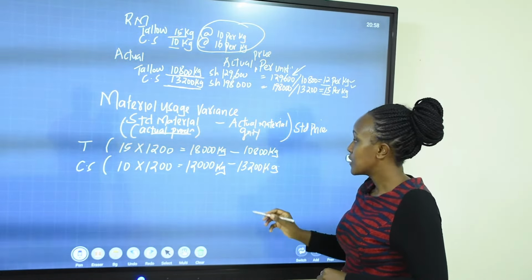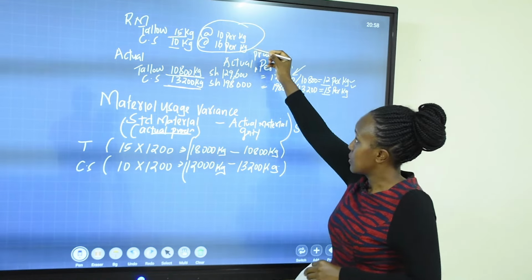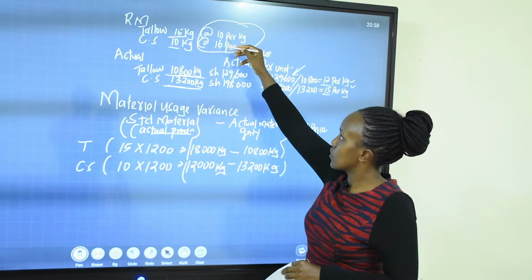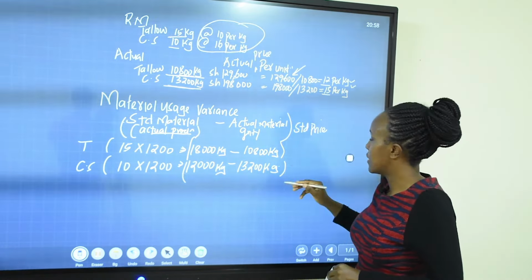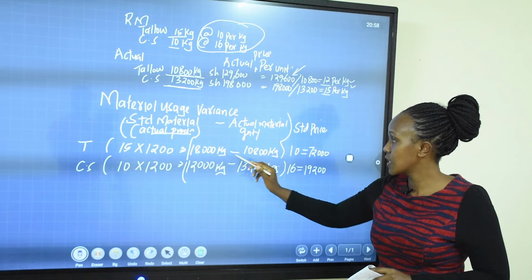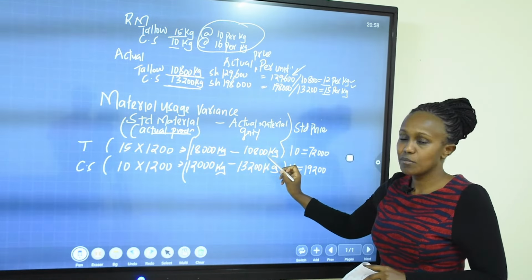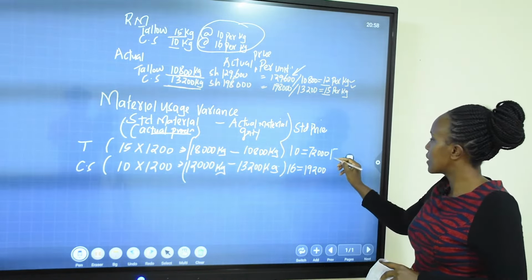Now, this is where the variance is coming in. We multiply this with the standard price, holding price constant. If the price did not change, this was the original or standard price, at 10 per kg or 16 per kg. The variance is given by 72,000, and the second one is going to be 19,200. For the first, we were expected to use 18,000 kgs and have only used 10,800 kgs, meaning this variance is favorable. We have spent less on materials.